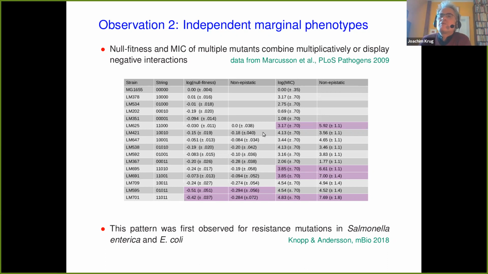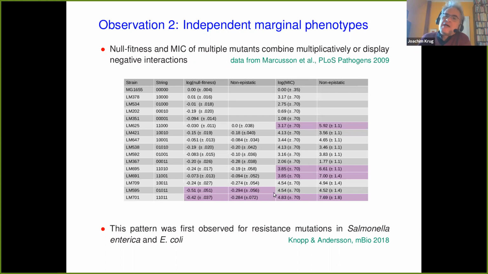So this is shown in this table, which you probably can't read, but the main thing is that the gray parts of this table show comparisons between the non-epistatic predicted null fitness and MIC in cases where this comparison is within the error bars correct, and the purple ones show deviations. Turns out that the deviations all go in one direction, which is in the direction of negative epistasis. And in a certain sense, as I will mention later, this actually still is included in our model.